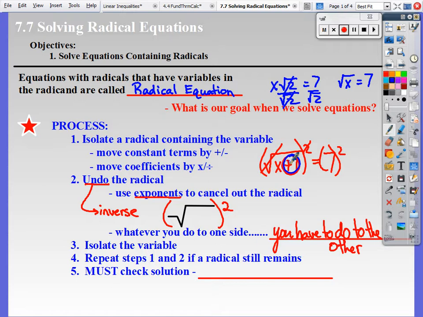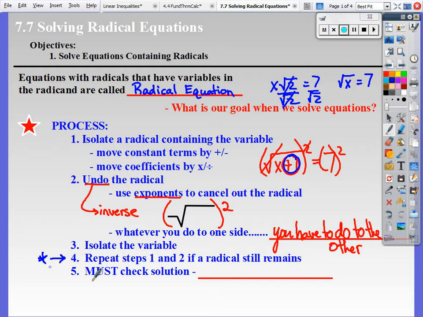And then what we need to do on step number 4 is repeat steps 1 and 2 if a radical still remains. Those are going to be some of the more advanced ones right here on number 4, but you will encounter those on your homework. And so I want to make sure to show you at least an example or two of those harder ones.